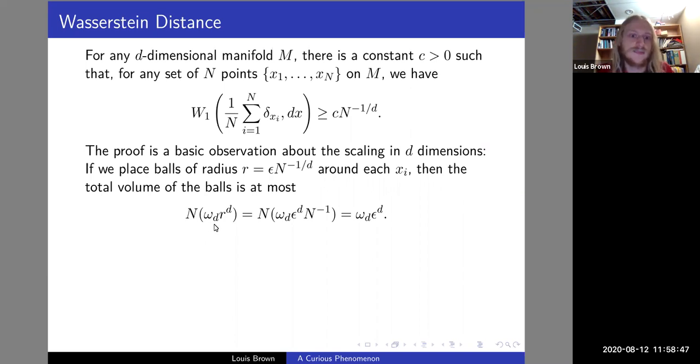So omega_d is just some constant, and we don't actually care what it is. But the point is that the volume will scale at the rate of r to the d. So in particular, if we're setting r equal to this, that becomes epsilon to the d times n to the minus 1. And the n to the minus 1 on the inside cancels with the n we're multiplying it by on the outside. And we just get omega_d epsilon to the d.